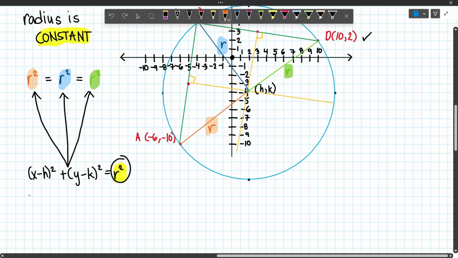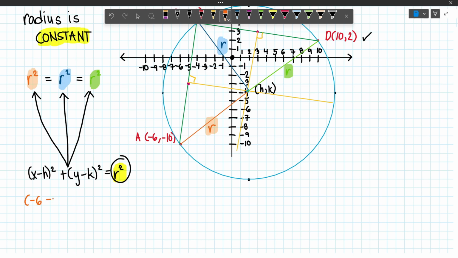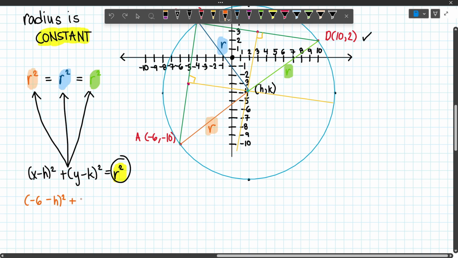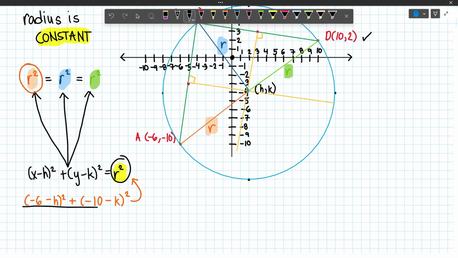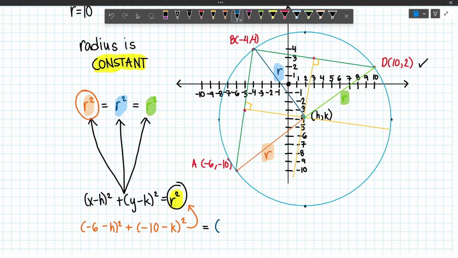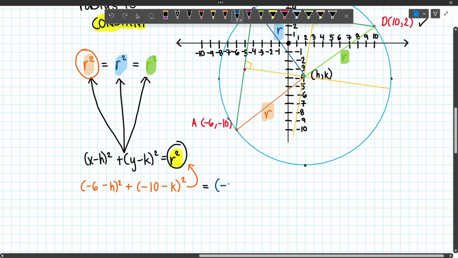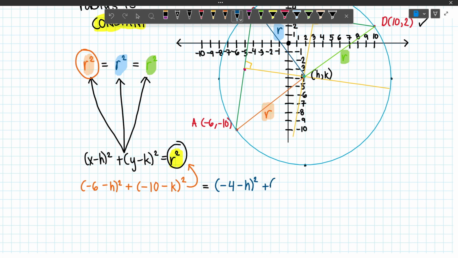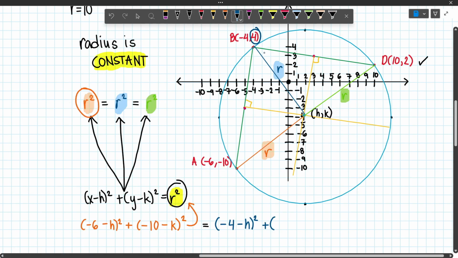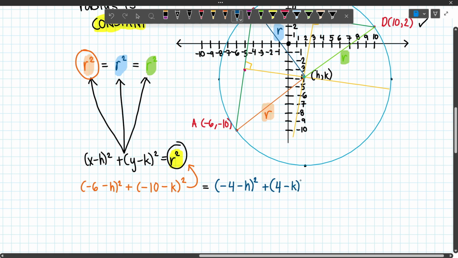So our equation will be -6 minus h squared plus -10 minus k squared. This is our r squared for this one. Now, this expression is equal to this one. So let's also express our blue radius. Our x is -4, so -4 minus h squared plus our y is 4 minus k squared.